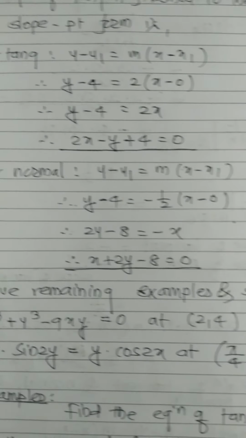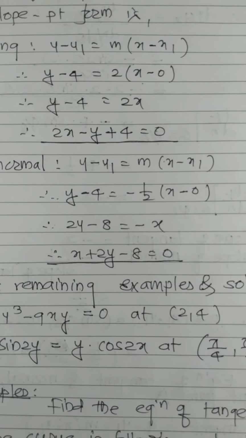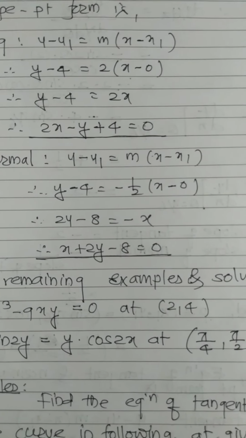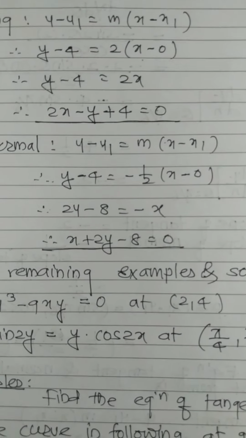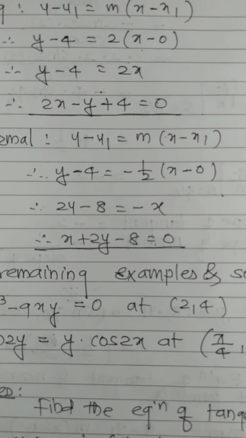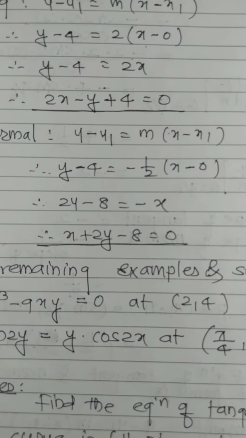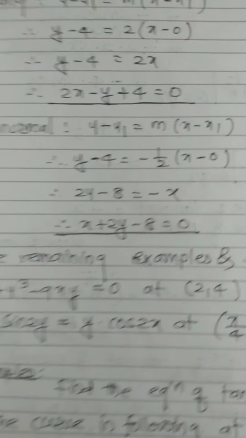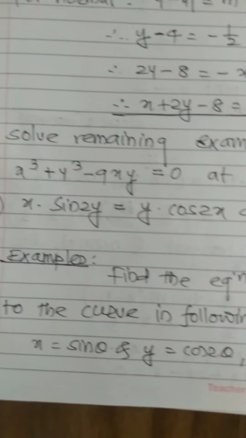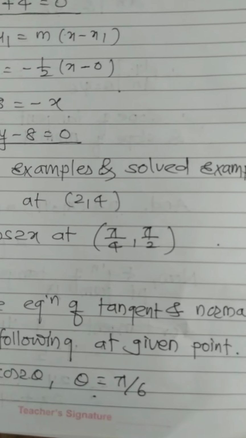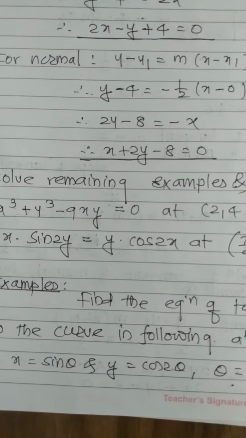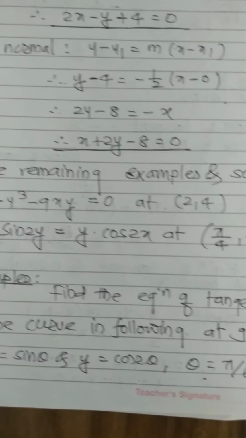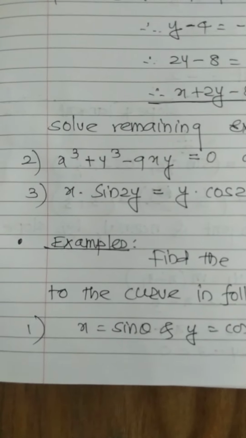For the normal, same format, but the slope is different, it is minus 1 by 2. So it becomes 2y minus 8 equals minus x, that means multiplying both sides by 2. Finally it becomes x plus 2y minus 8 equals 0. Now you have to solve certain examples which are solved in the text, and also the second and third examples, where the point is given. You have to calculate in a similar fashion.